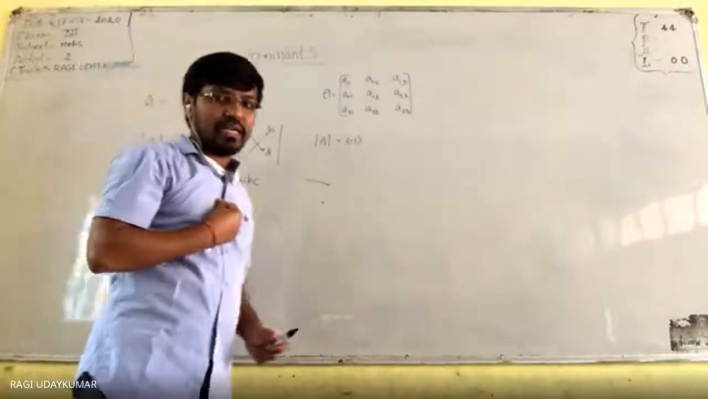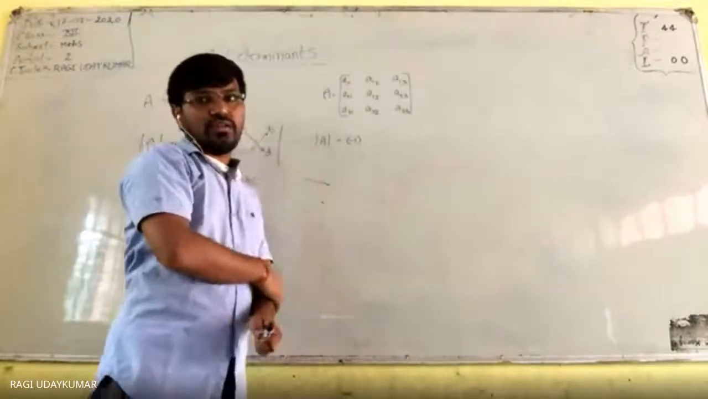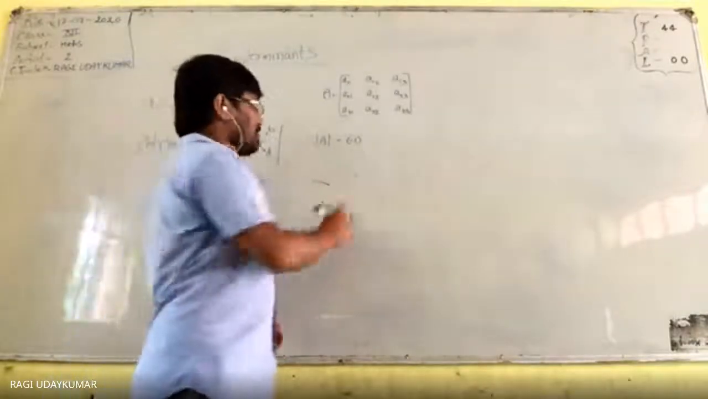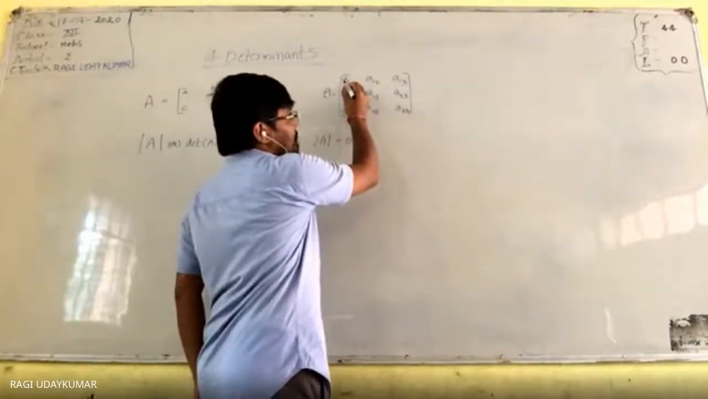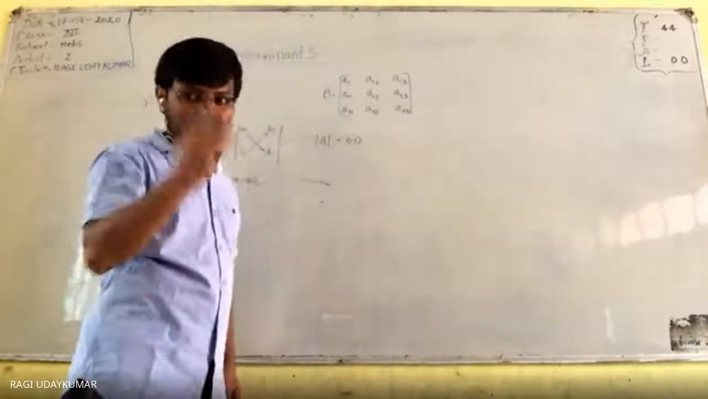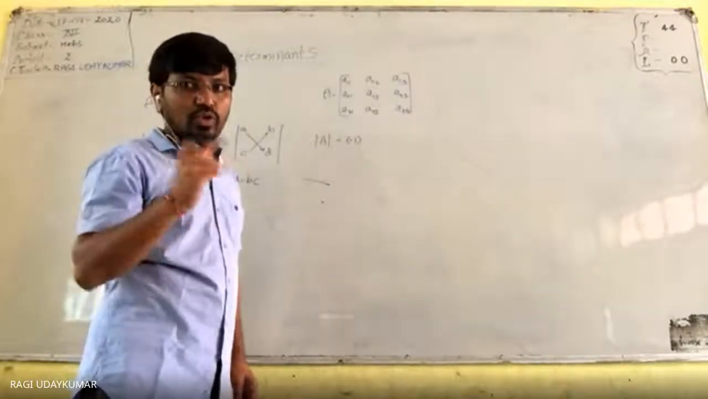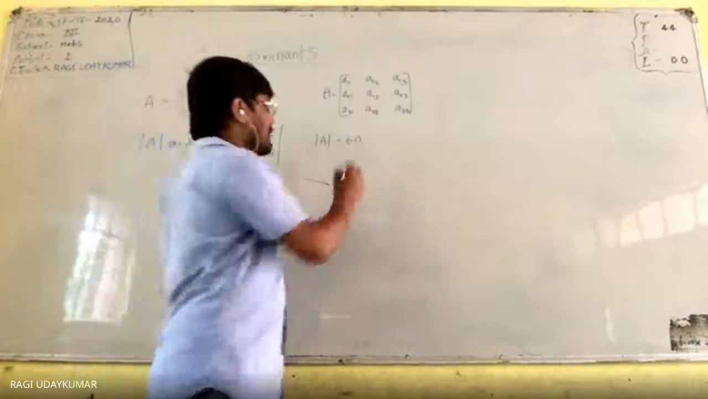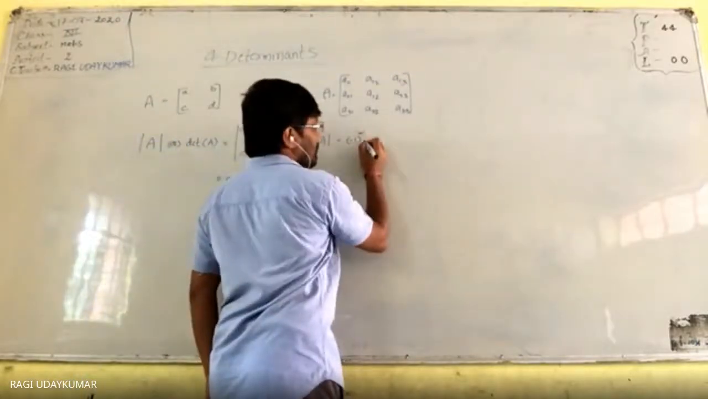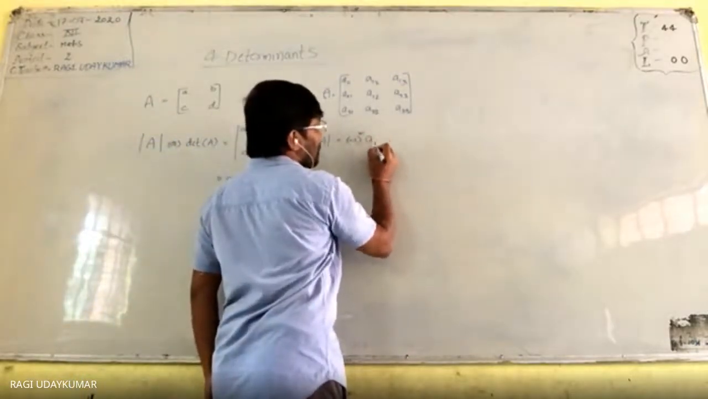So here I am taking into consideration the first row. Whenever I take the first row, it is minus 1 to the power of the sum of the two suffixes. Suffixes means the two numbers written below, so the sum of both. What do you get? 1 plus 1. Minus 1 to the power of 1 plus 1 into A11.